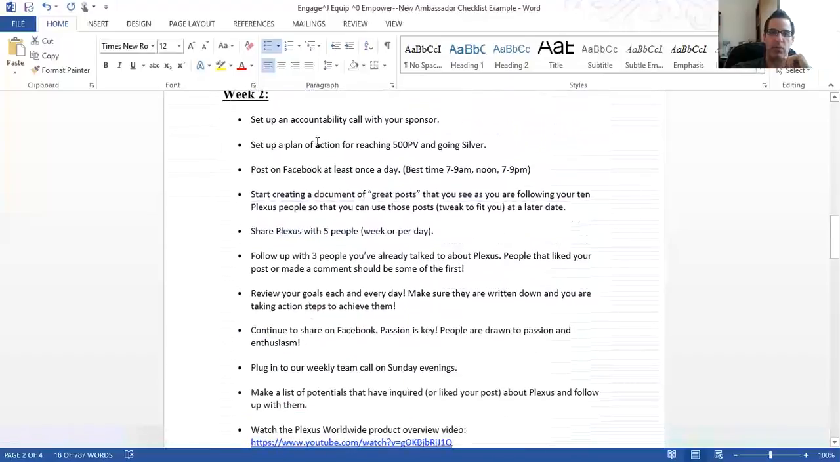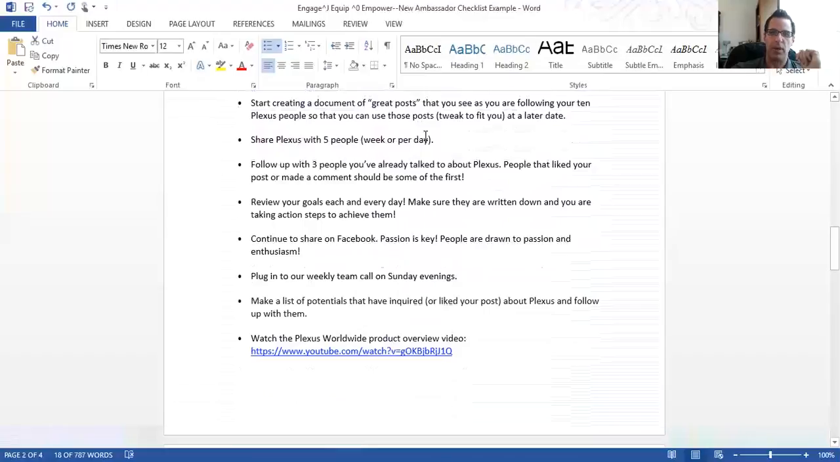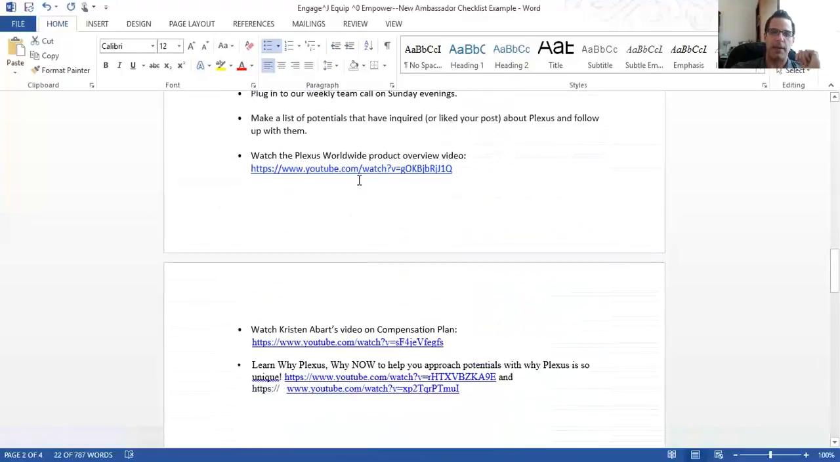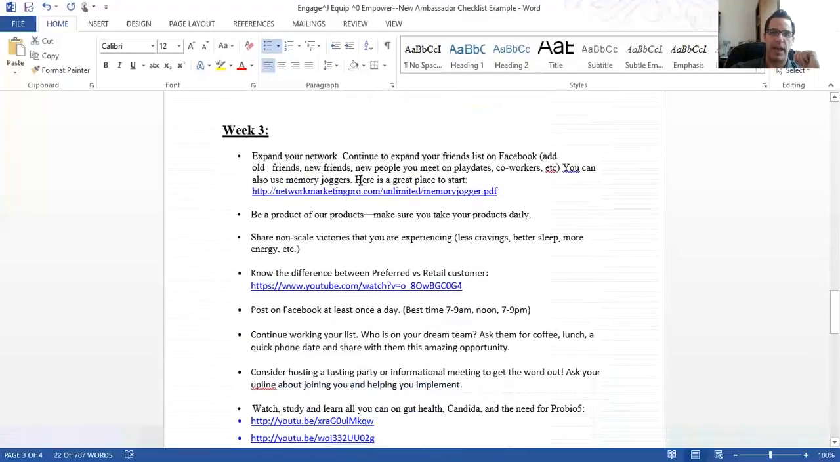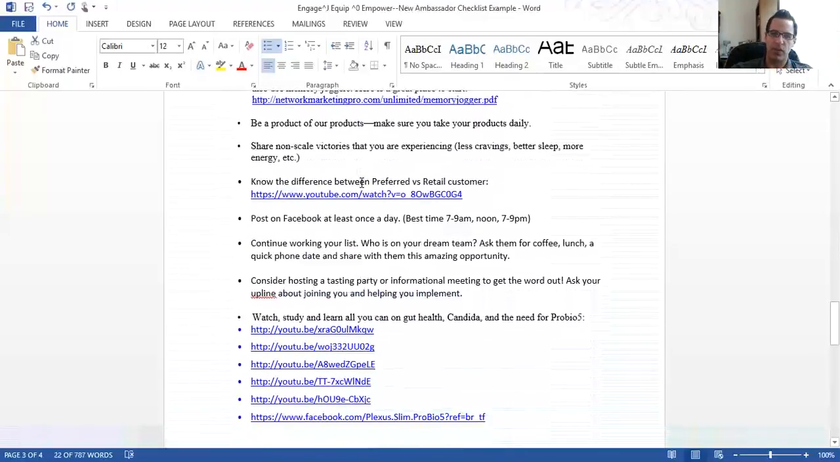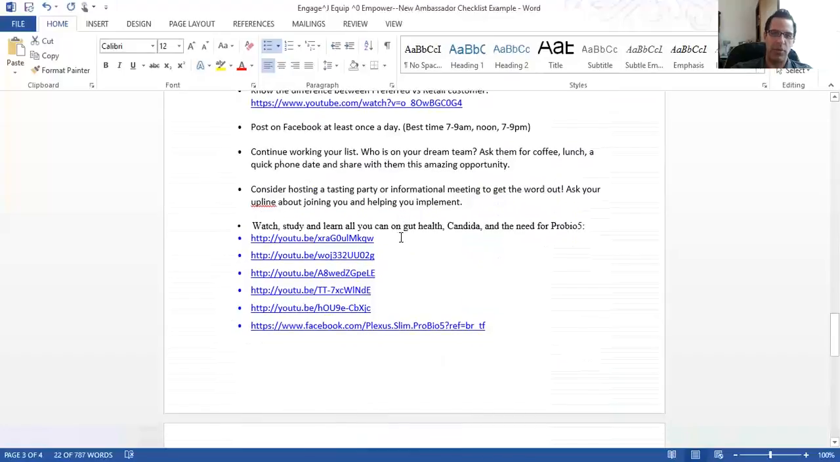Week 2, we want to set up that action plan for going silver. 3 people that we want to get to 100 points and get you some customers so you start making some money. We want to start that 5-3-1 plan, whether it's 5 a week, 5 a day, 3 people that we're following up with, and then 1 ambassador. In addition to that, we have a whole bunch of videos. We want to learn about gut health.